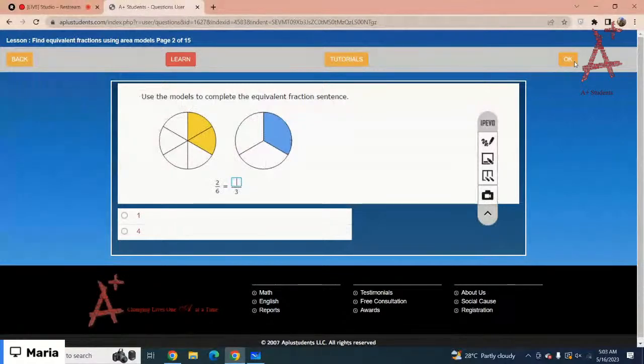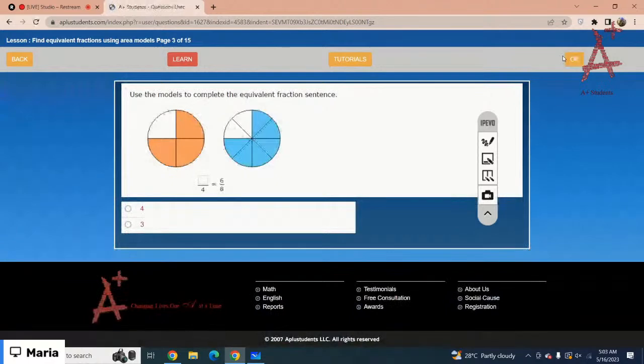Okay, the next one is use the models to complete the equivalent fraction sentence. Okay, so the first one would be you have 2 portions colored out of 6. It would be 2 out of 6. And which is the correct option? Yes, it would be 1 out of 3. The correct option is 1 over 3.